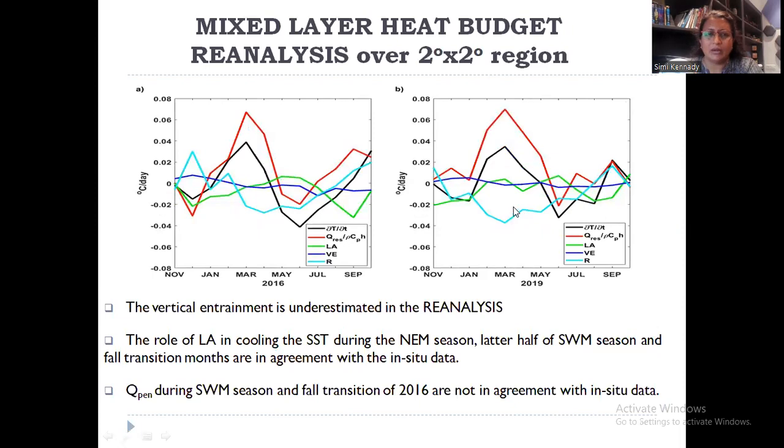And we have calculated the mixed layer heat budget analysis based on reanalysis data also. Here also we can see the vertical entrainment is underestimated in the reanalysis data, and also the penetrating component during the southwest monsoon season and fall transition months is not in agreement with the in-situ data, while the lateral advection is in agreement with the in-situ data.